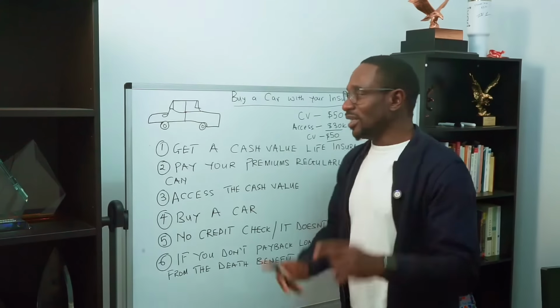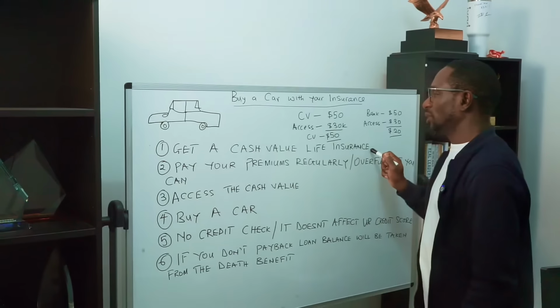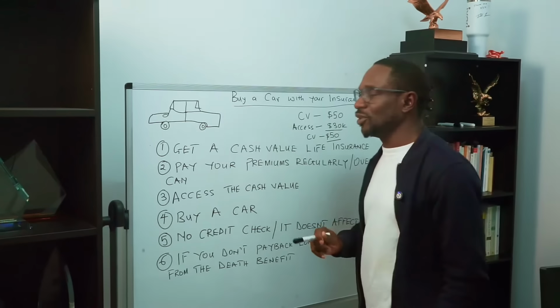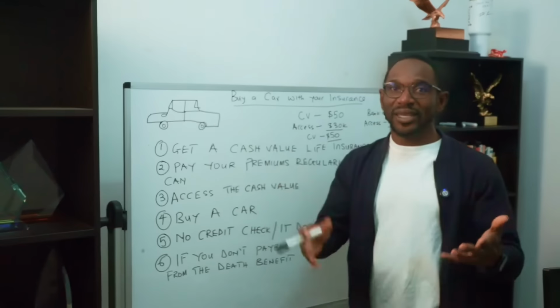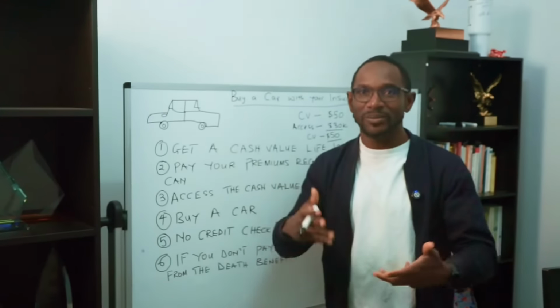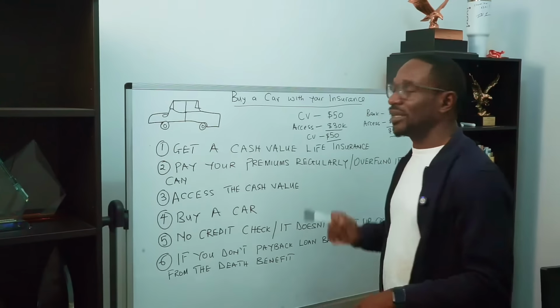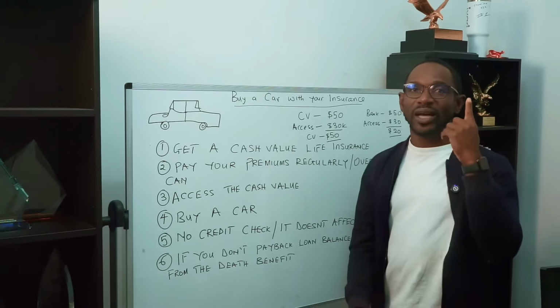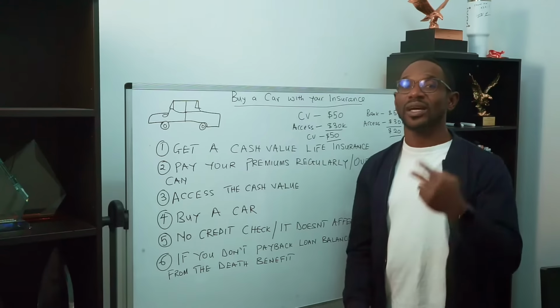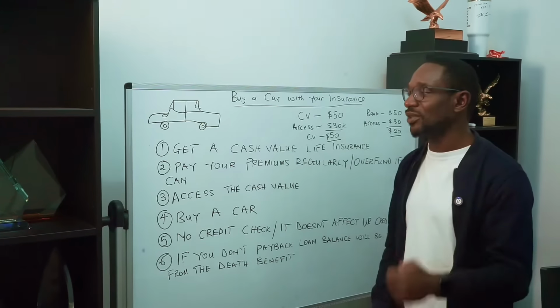The first step is to get a cash value life insurance policy. That's the first step. You need to purchase one. You have to be healthy. You have to go through all the medical checks and all of that to purchase one. And there are two types of cash value life insurance policy. We have what we call the whole life insurance and we have what we call the universal life insurance.